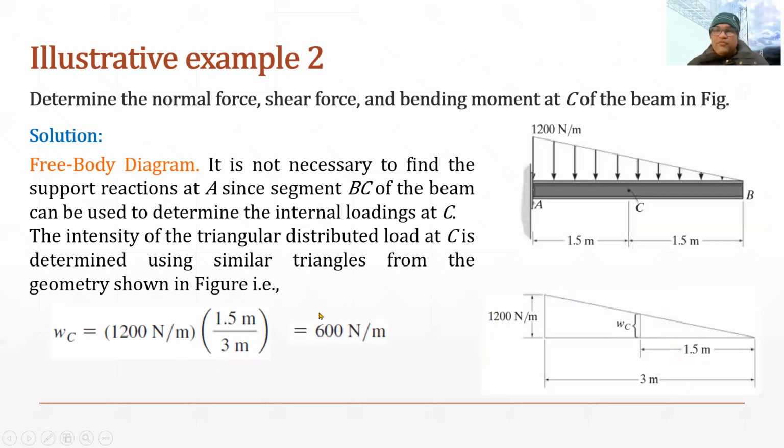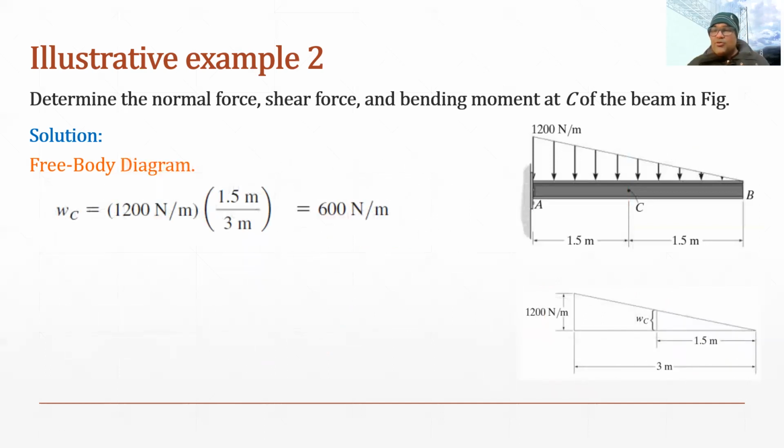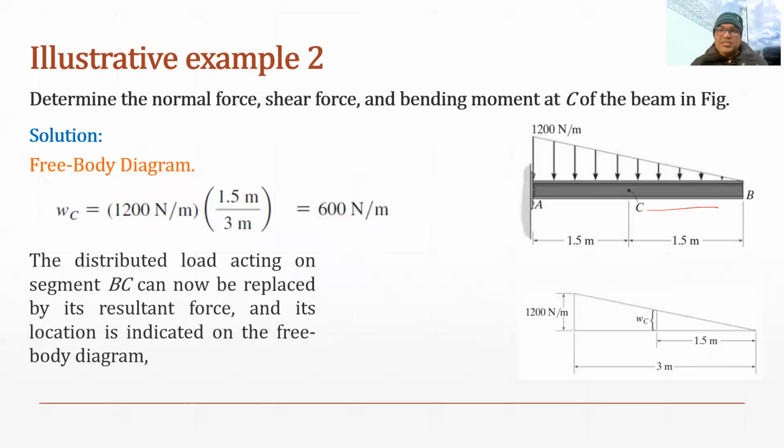So now we have calculated the intensity of the UVL at point C. Now we will make the free body diagram of segment BC, which I will be showing. Before we make the free body diagram, as I said, within BC there is a UVL. Can we convert this UVL into a point load? Then it will become very easy for us to calculate the internal loading. So the same I am doing here.